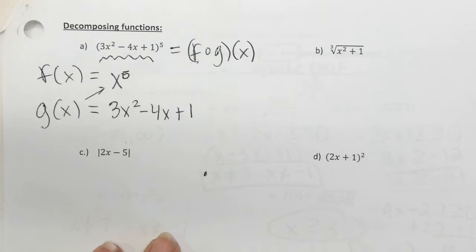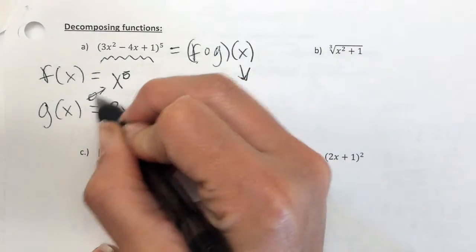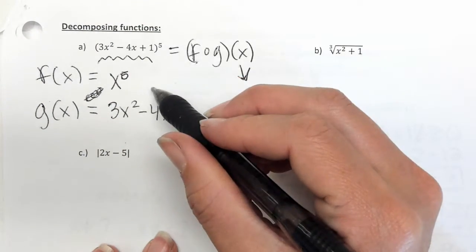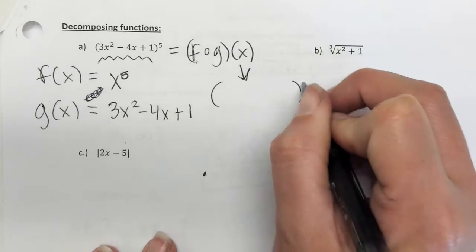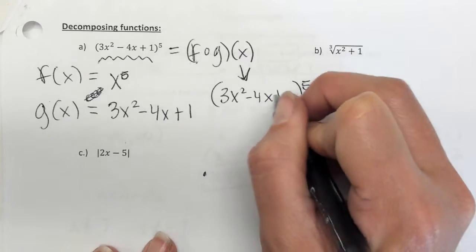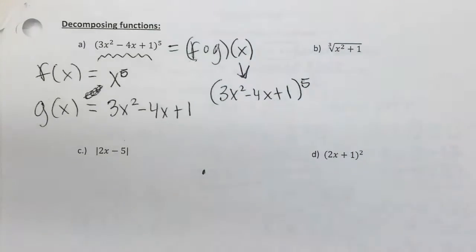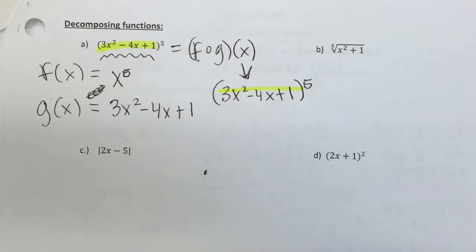And now let's just make sure it's correct. So if I'm finding f of g of x from these two functions, I would start with f, which is x to the 5th. I would replace x with whatever g is, which is 3x squared minus 4x plus 1. And you can see now that these two look exactly the same. So it's correct.